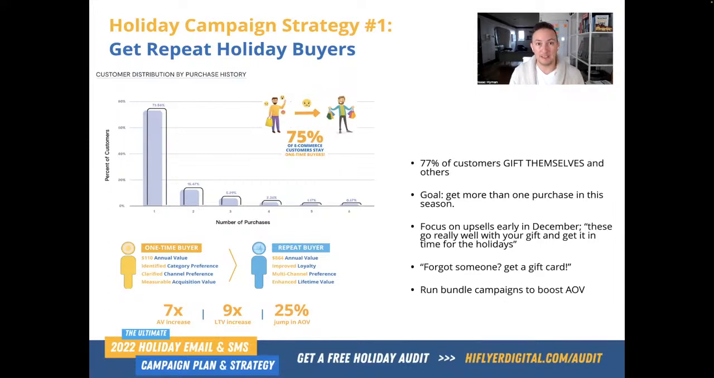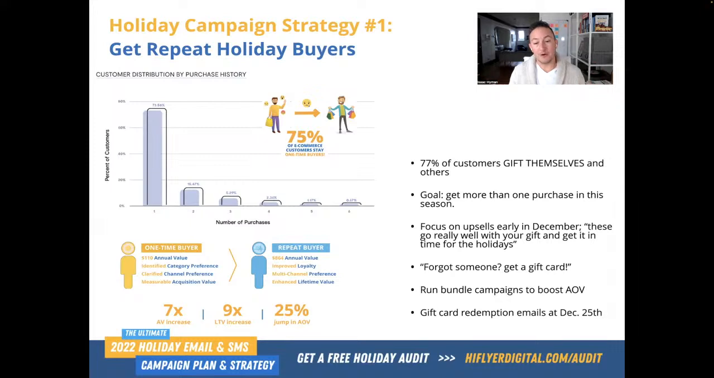Run bundle campaigns to boost AOV. You bought this one item, there's a new bundle for you. I had a great example when I was working in consumer electronics. You bought a camera, now you also will need a tripod with this lens and all these kind of souped up gadgets. All these accessories came with this camera, and then you could raise the AOV, and they had multiple items available to them, right? So that's a great way to boost AOV and get them to buy twice.